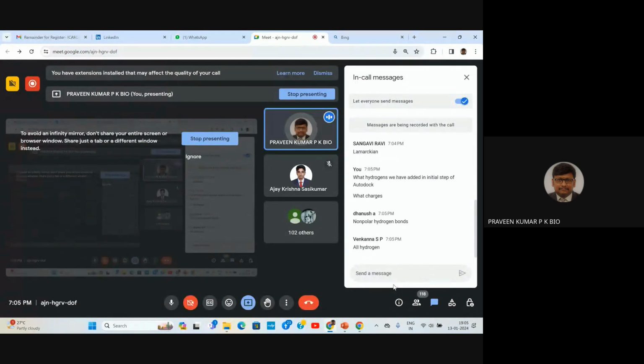What is the name of the charges? There are types of charges, isn't it? We have used Gasteiger charges. Okay. We have added Gasteiger charges. Like, we have positive and negative charges. Only we have positive and negative. Of course, we also have neutral. But how much positive, how much negative? So here we are using this kind of Gasteiger charges.